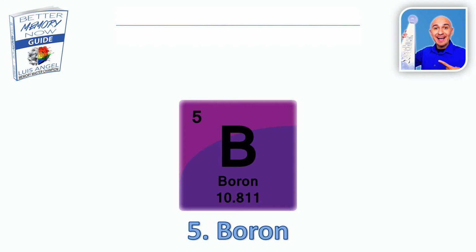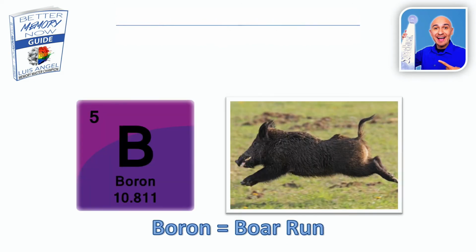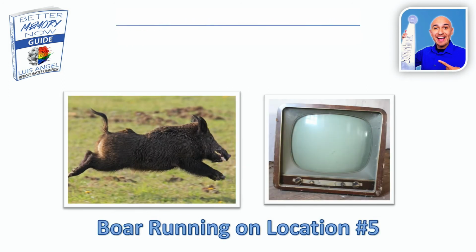Number 5, boron. Boron for number 5. I like to picture a boar running, boron, boar running on my 5th location. A boar is, picture a pig, like a wild pig for boar, and then it's just running on your 5th location. For me, it's a TV, so I'll see boar running on the 5th location. So see that running all around that location.